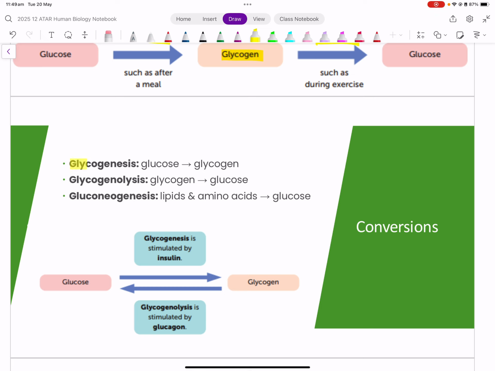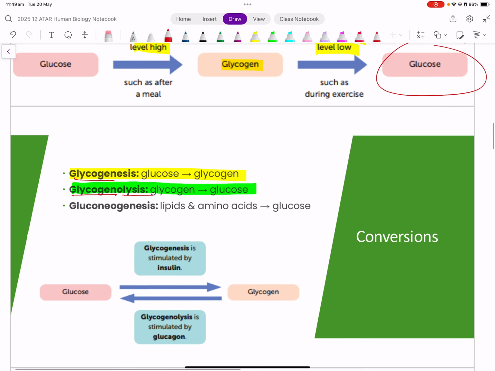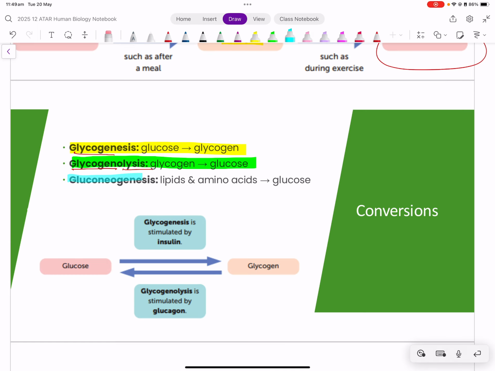So again, glycogenesis is glucose into glycogen. Glycogenolysis is where we take that glycogen, so I'll highlight the glycogen in both words here, and lysis means breakdown. So we're breaking down glycogen and forming it back into glucose. The final one for us is gluconeogenesis. Gluconeogenesis is where we take fats or lipids. We can also take protein structures like amino acids, and we can turn them into glucose. Now, these three different processes of forming glucose and breaking down glycogen into glucose really help us with this blood glucose level balance.